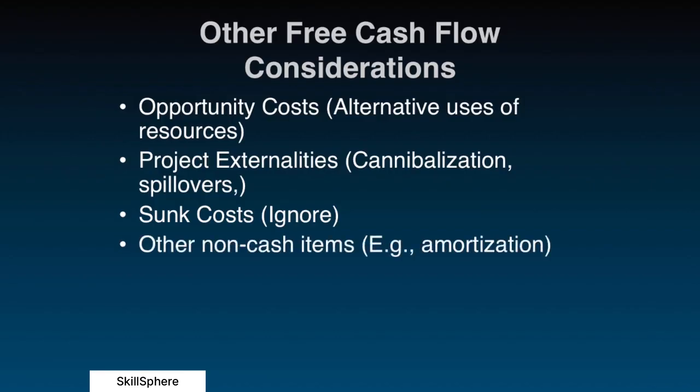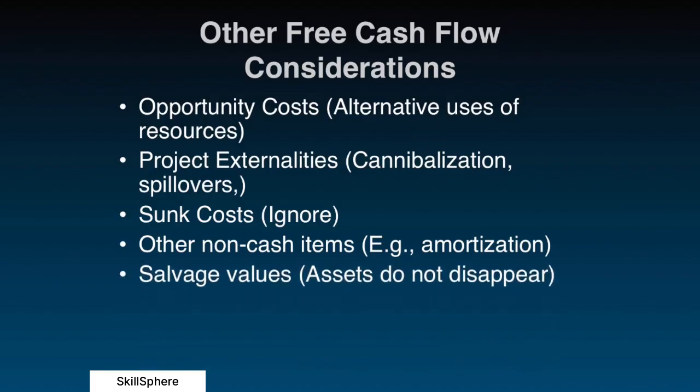Other non-cash items such as amortization, we have to take that into account, particularly because that generates a tax shield, but also other non-cash items like stock-based compensation, stock grants, restricted stock awards, options, employee stock options, and the like. Salvage values. We touched on this in this lecture, right? Assets don't just disappear, and neither do liabilities. So we have to take into account any salvage values or liquidation values associated with our assets.